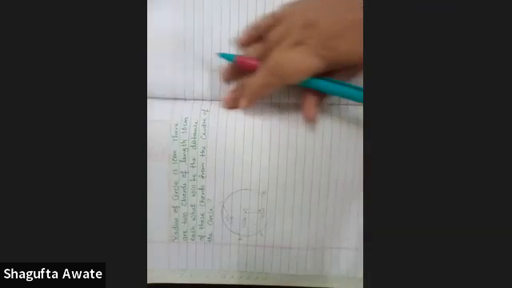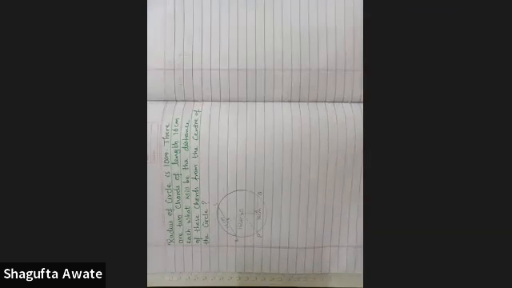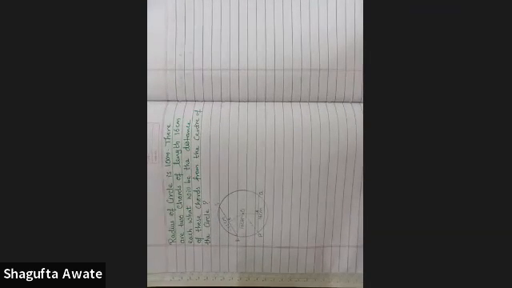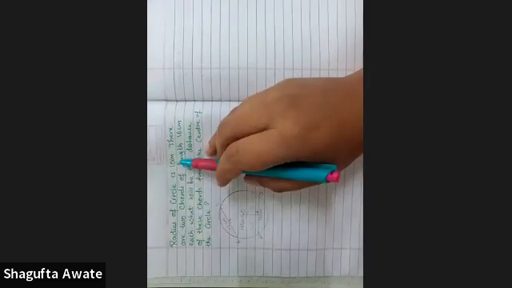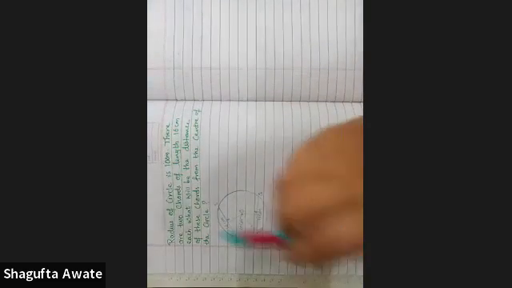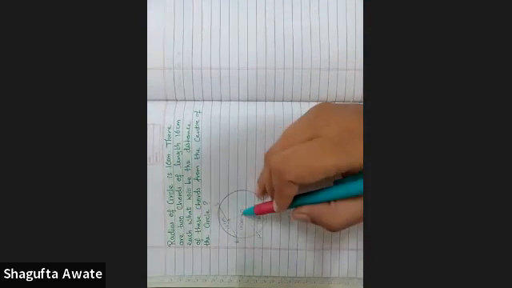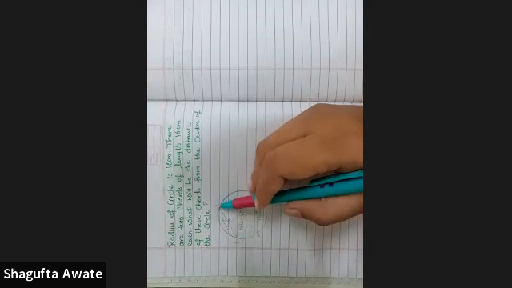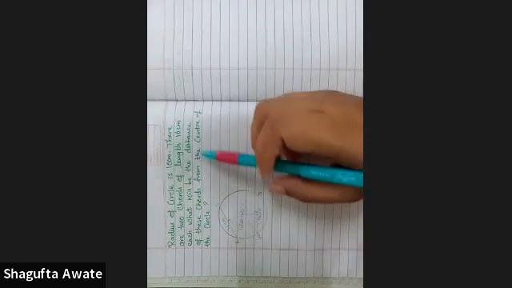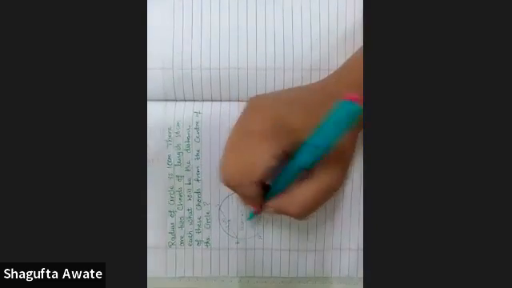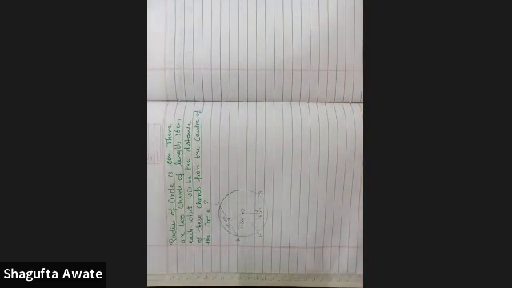Next question. Radius of circle is 10 centimeter. There are two chords of length 16 centimeters each. What will be the distance of these chords from the center of the circle? Radius of the circle is given as 10 centimeter and there are two chords of length 16 centimeter. The distance of the chord from the center of the circle we have to find.